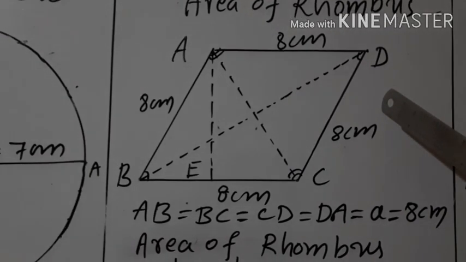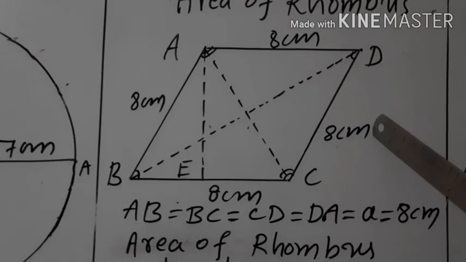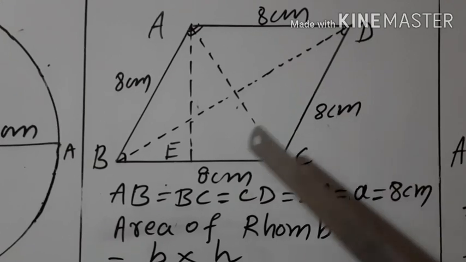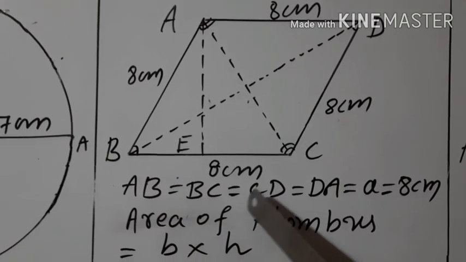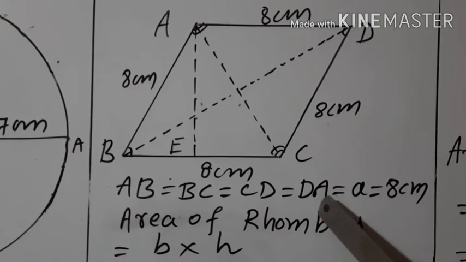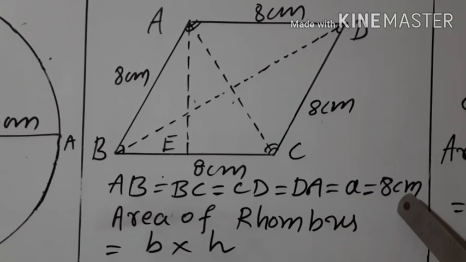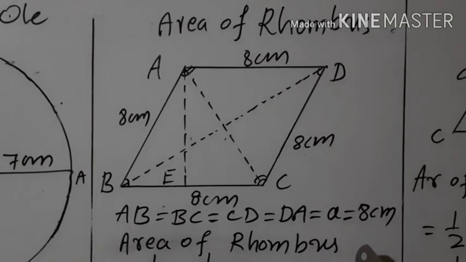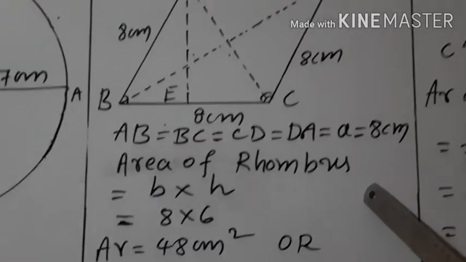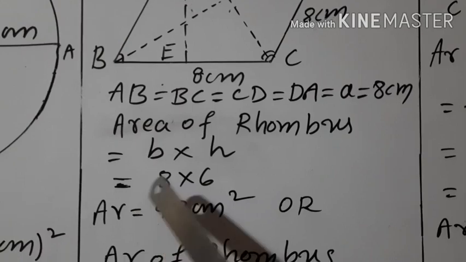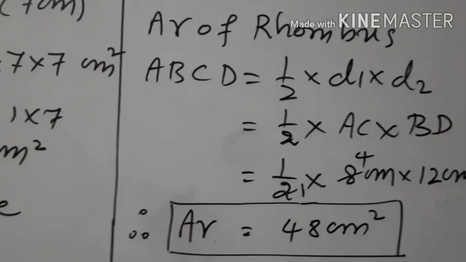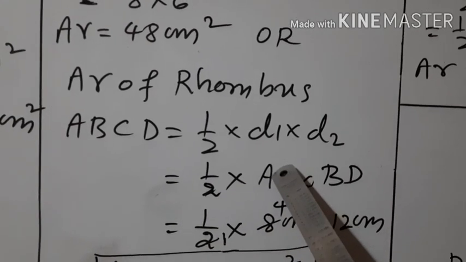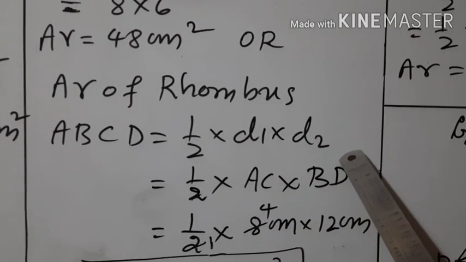Okay. See here, children. All the four sides are equal to 8 centimeter. You have been asked to find its area and also perimeter. See here. AB is equal to BC is equal to CD is equal to DA is equal to A units, and that is equal to 8 centimeter. We have two formulas to find out the area of rhombus. One is area of rhombus is equal to base into height, and another is area of rhombus is equal to half into diagonal 1 into diagonal 2.